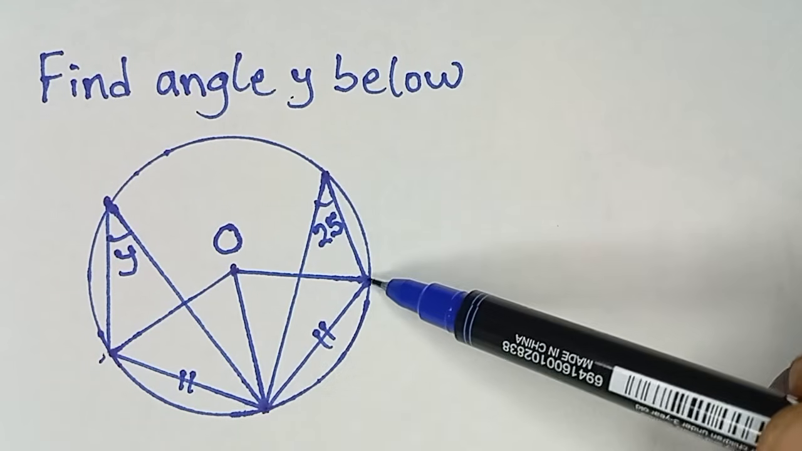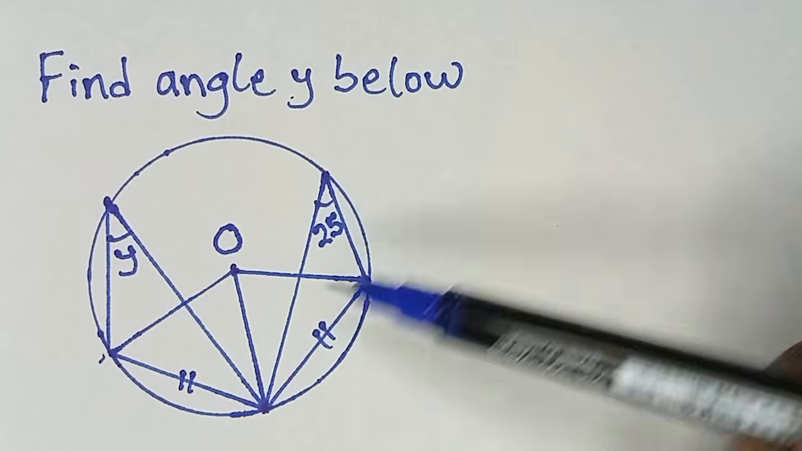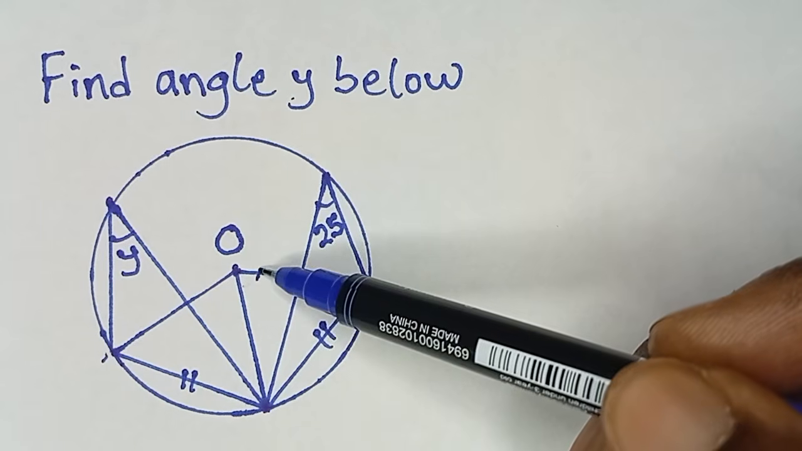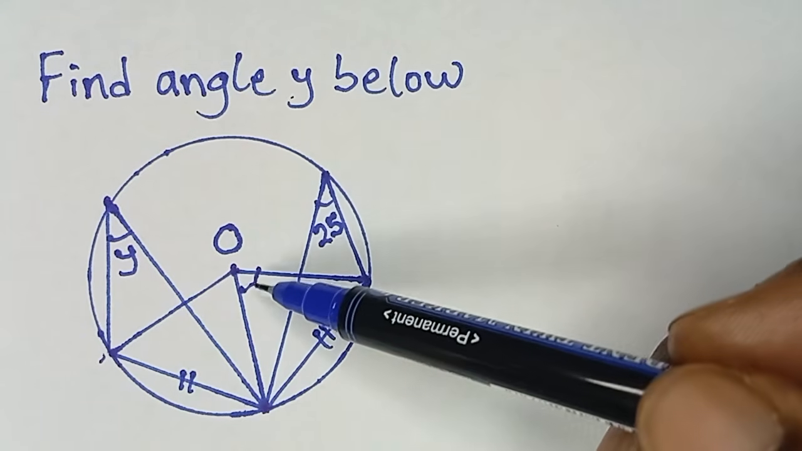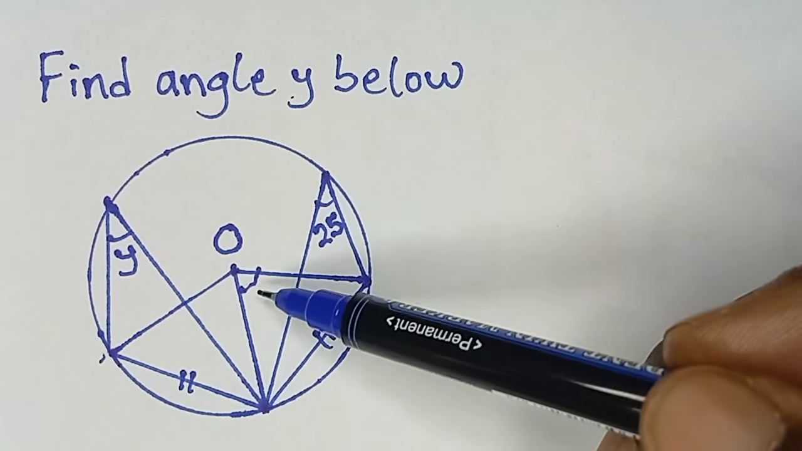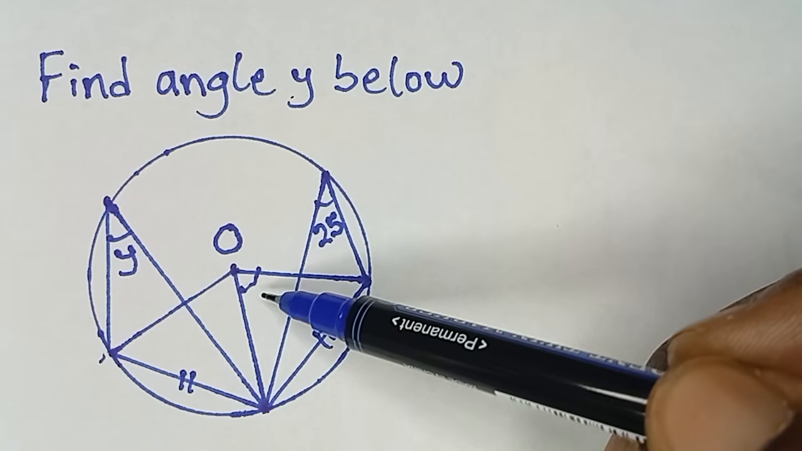Don't forget these 2 points here. I have these 2 lines going to the circumference to form 25, and I have these 2 lines going to the center to form this angle here. So what some students might want to do is say that the angle at the center is twice that at the circumference. So they'll say this is 50, that is twice 25 will give us 50. So this angle will be 50 degrees.